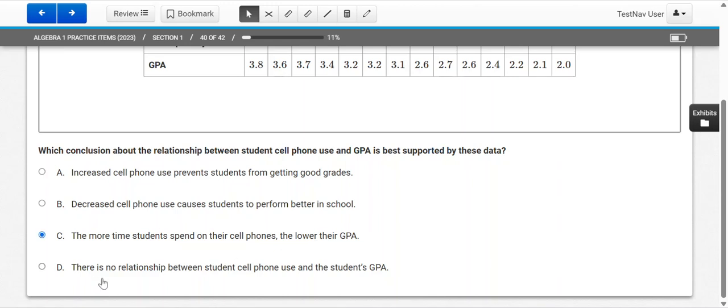Yes, that one. There's no relationship between student cell phone use and GPA. Well, that's not true at all. So it's this one, okay?